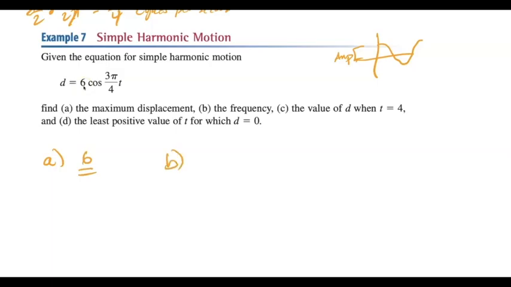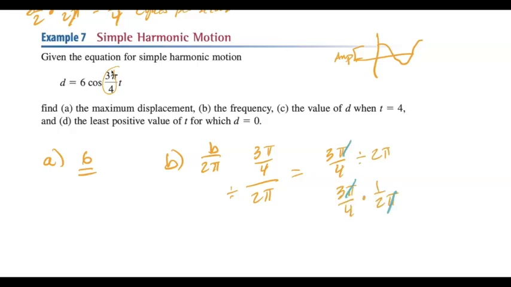B, what's the frequency? That's just the formula, B over 2 pi. The formula is the reciprocal of the period formula. Our B here is sitting next to your t. So this is our B. So 3 pi over 4 over 2 pi. And again, don't freak out when you see that. That's just a divide sign. So 3 pi over 4 divided by 2 pi, 3 pi over 4 times the reciprocal. Pi's will cancel, and you get 3 over 8 cycles per second.